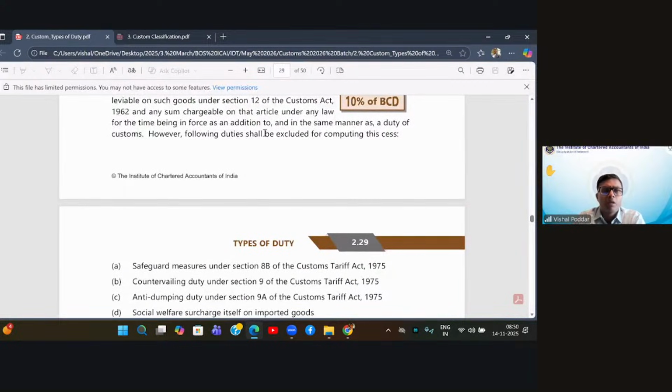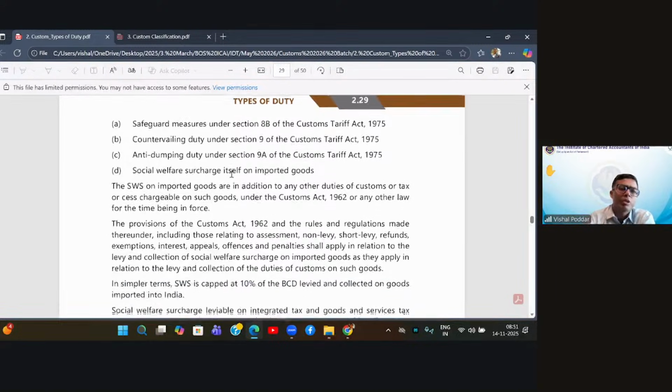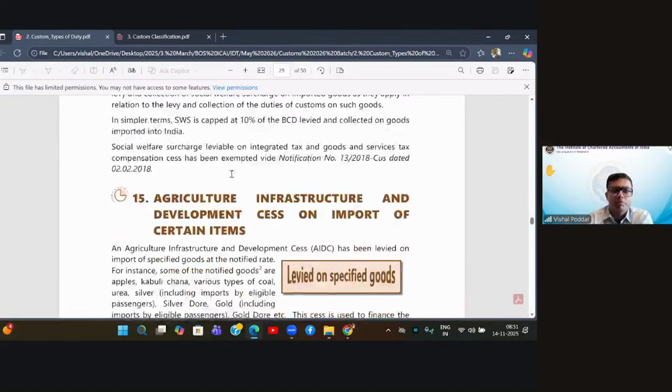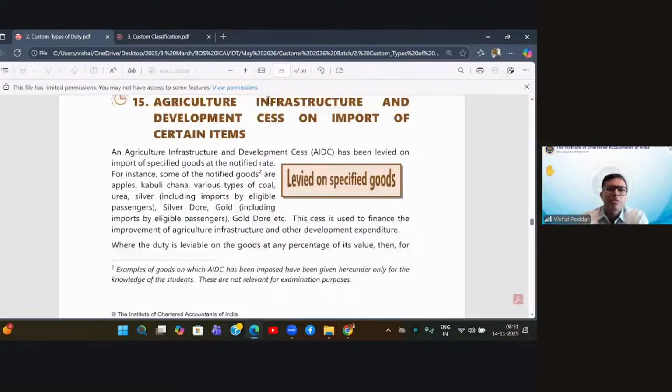Importantly, the 10% cess will not be calculated on the other duties, that is, a safeguard or countervailing duty for a subsidized article, or anti-dumping duty. This surcharge will be calculated only on the BCD portion, not any other duty portion. And the last one is the agriculture infrastructure and development cess, which is levied on some specified goods only.